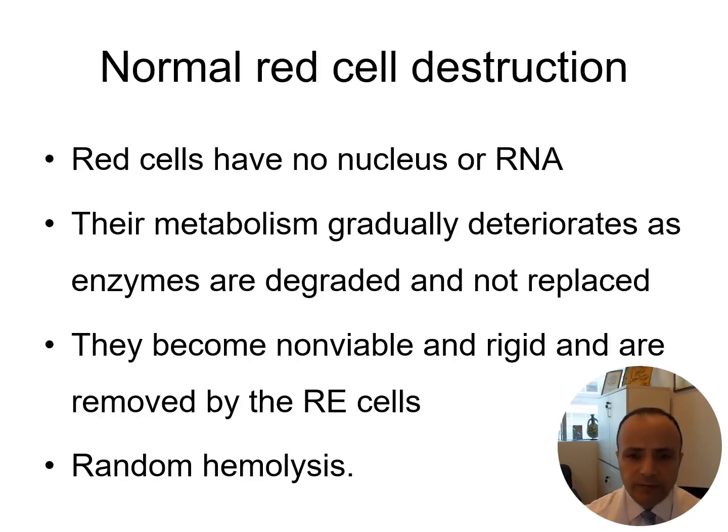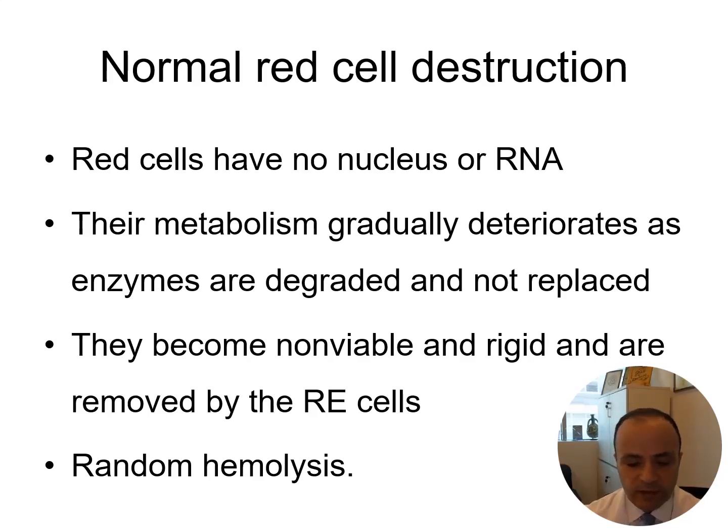So as a background, as you know, we have a normal red cell destruction in our body. This is what we call random hemolysis. The red cell, when it's released from the bone marrow, has essentially lost its nucleus and DNA, and has lost its ability to produce new enzymes and new proteins.